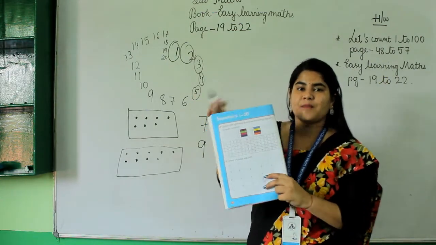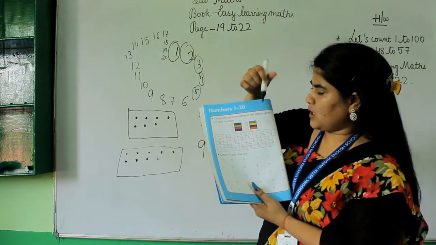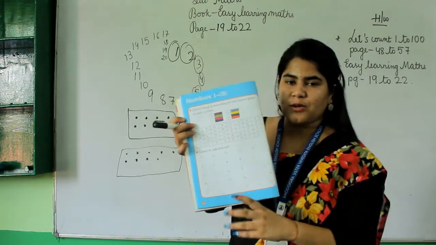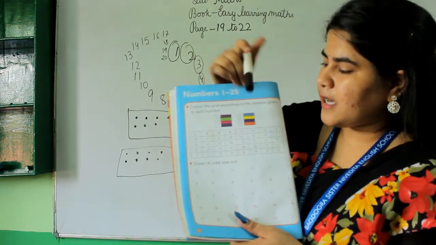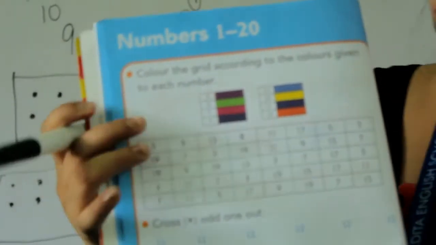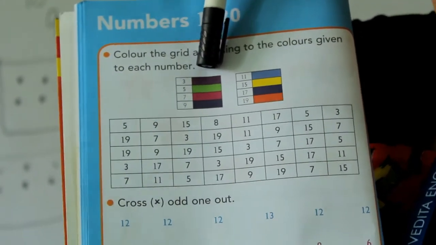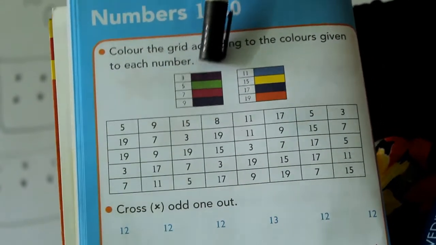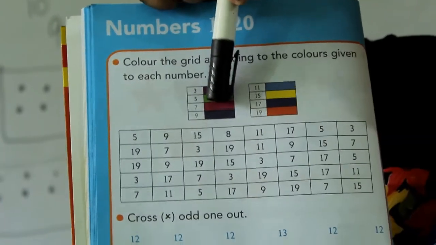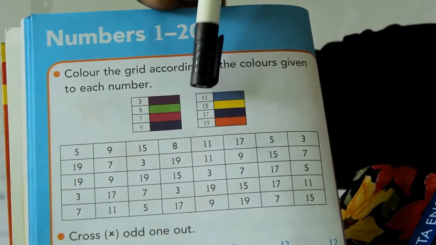It's page number 22. What you will see here, color the grid according to the colors given to each number. Now see here what you can see. There are some numbers given and according to the numbers different colors are given there, right? Like number 3, which color is this? Purple. Number 5, green color. Number 7, pink color. Number 9, again violet.